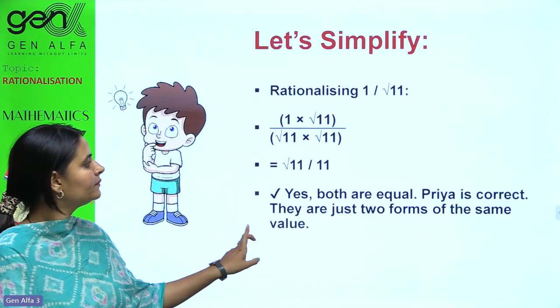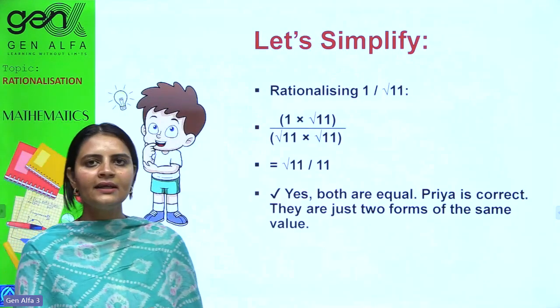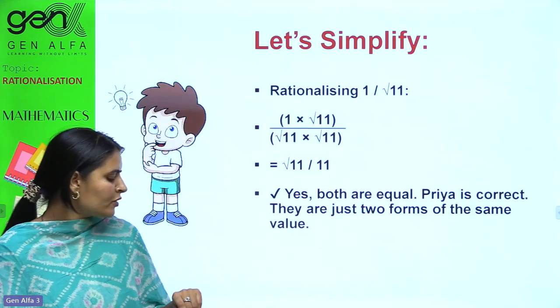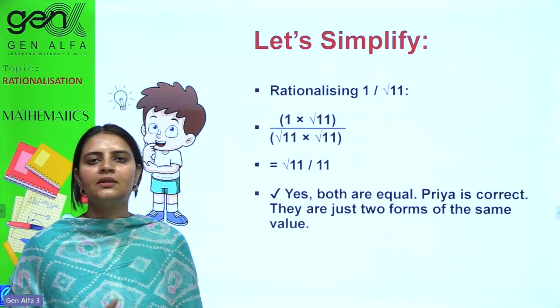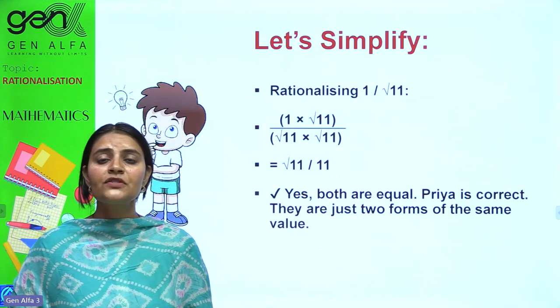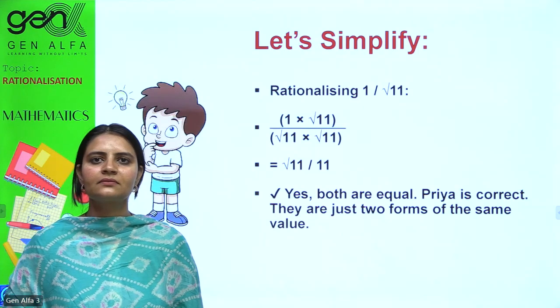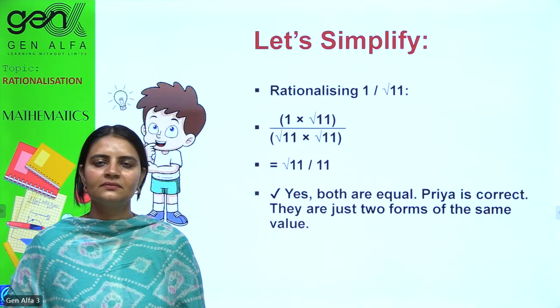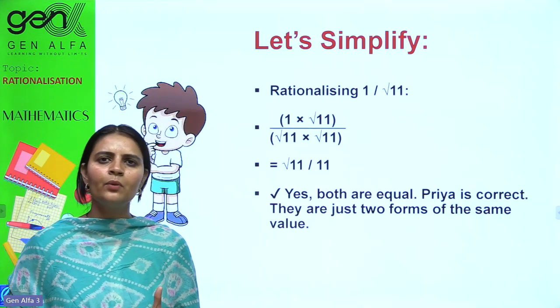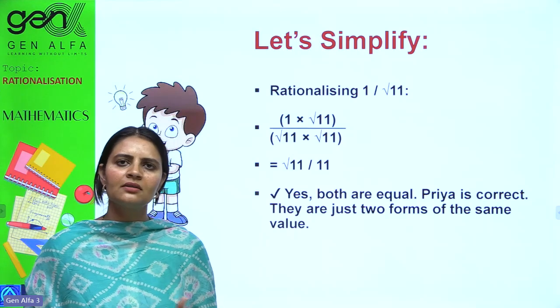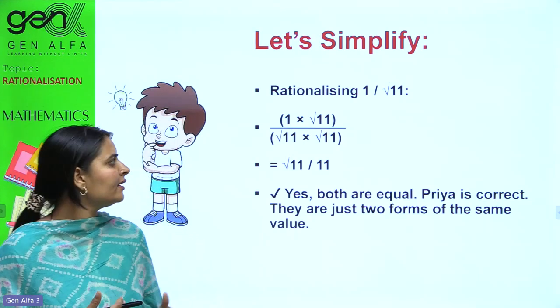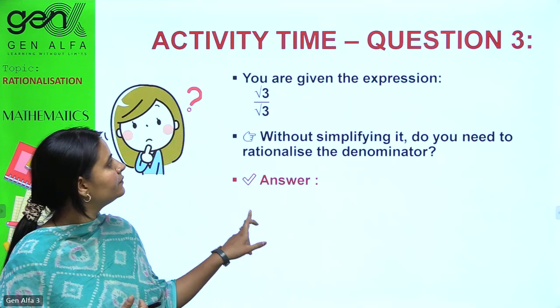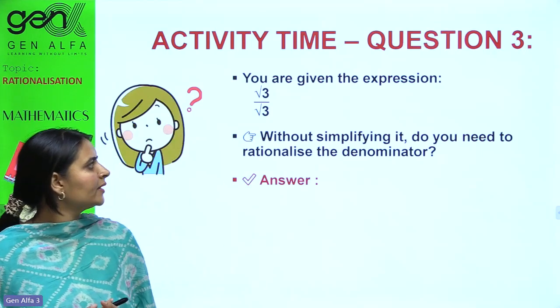Just note it down. Both are equal. Priya is correct. They are just two forms of the same value. We have solved it. Noted, the same number was there. We don't need any conjugate. We just get it multiplied and divided. We got our answer.